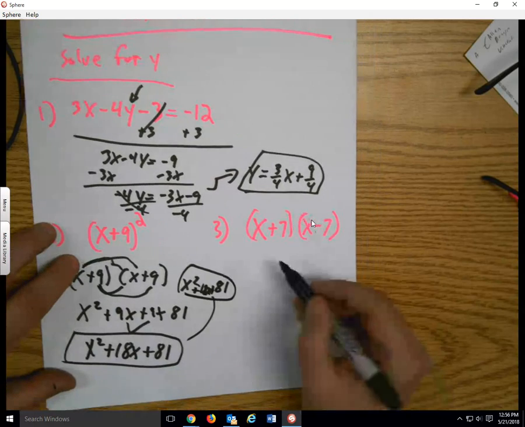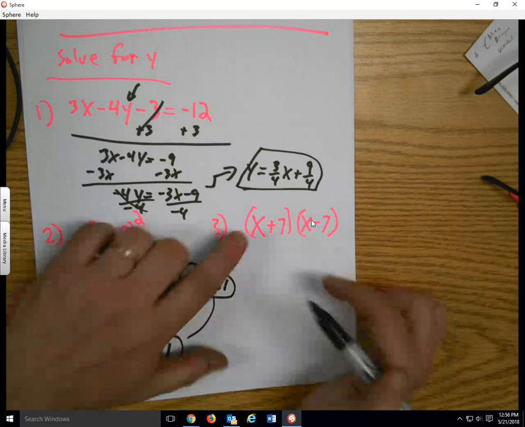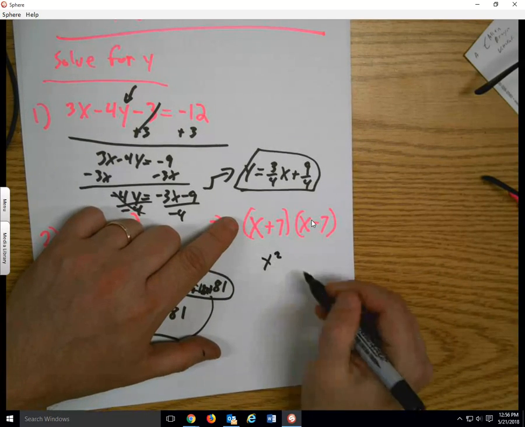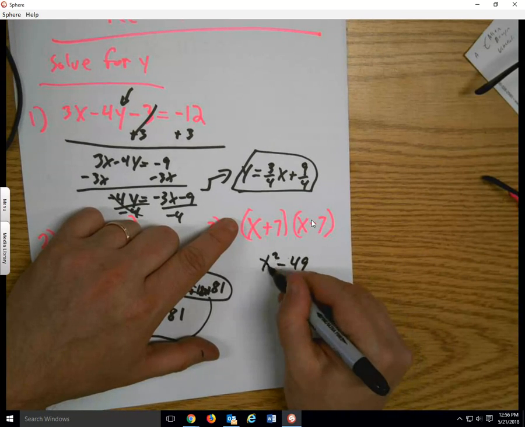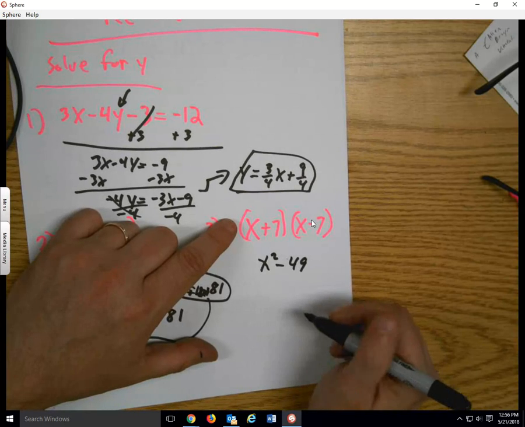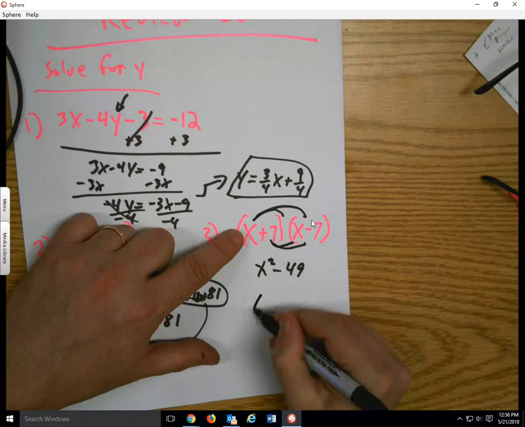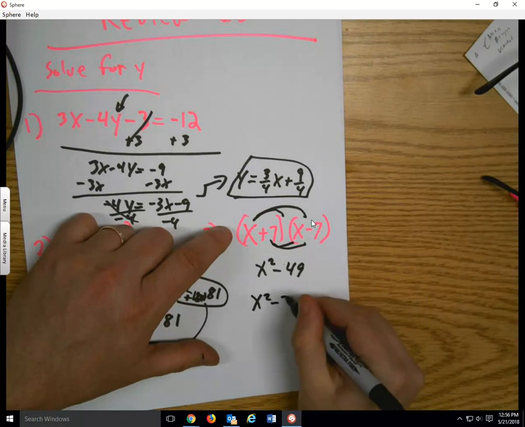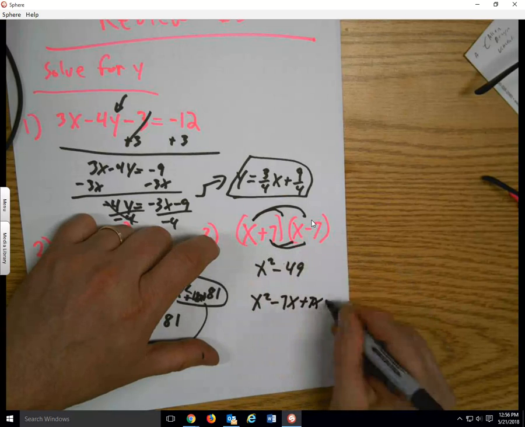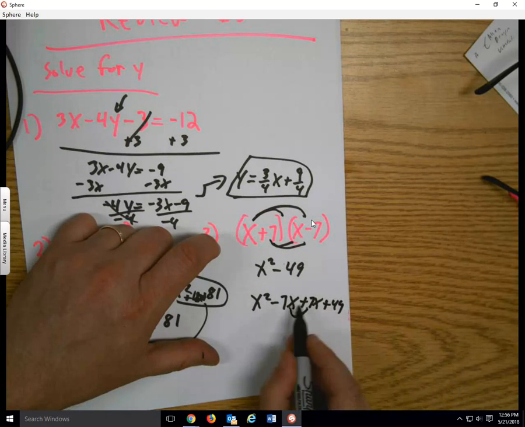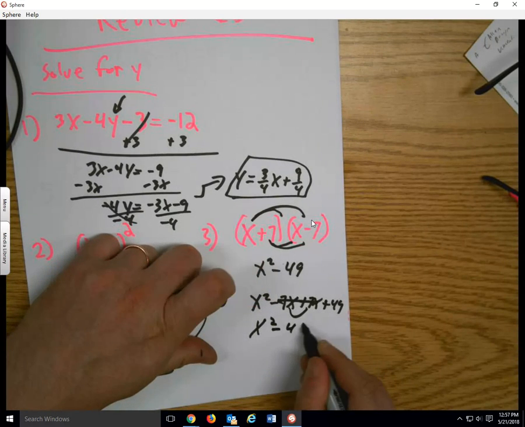Okay. Again, there's a special product on this. When you have opposite signs, you still square the first, still square the second. You just put a negative in between. It's a special product. But if you forgot that way, you can always just distribute twice. X times x is x squared. X times -7, 7 times x. 7 times 7. These cancel out because they're opposites, and you're left with x squared minus 49.